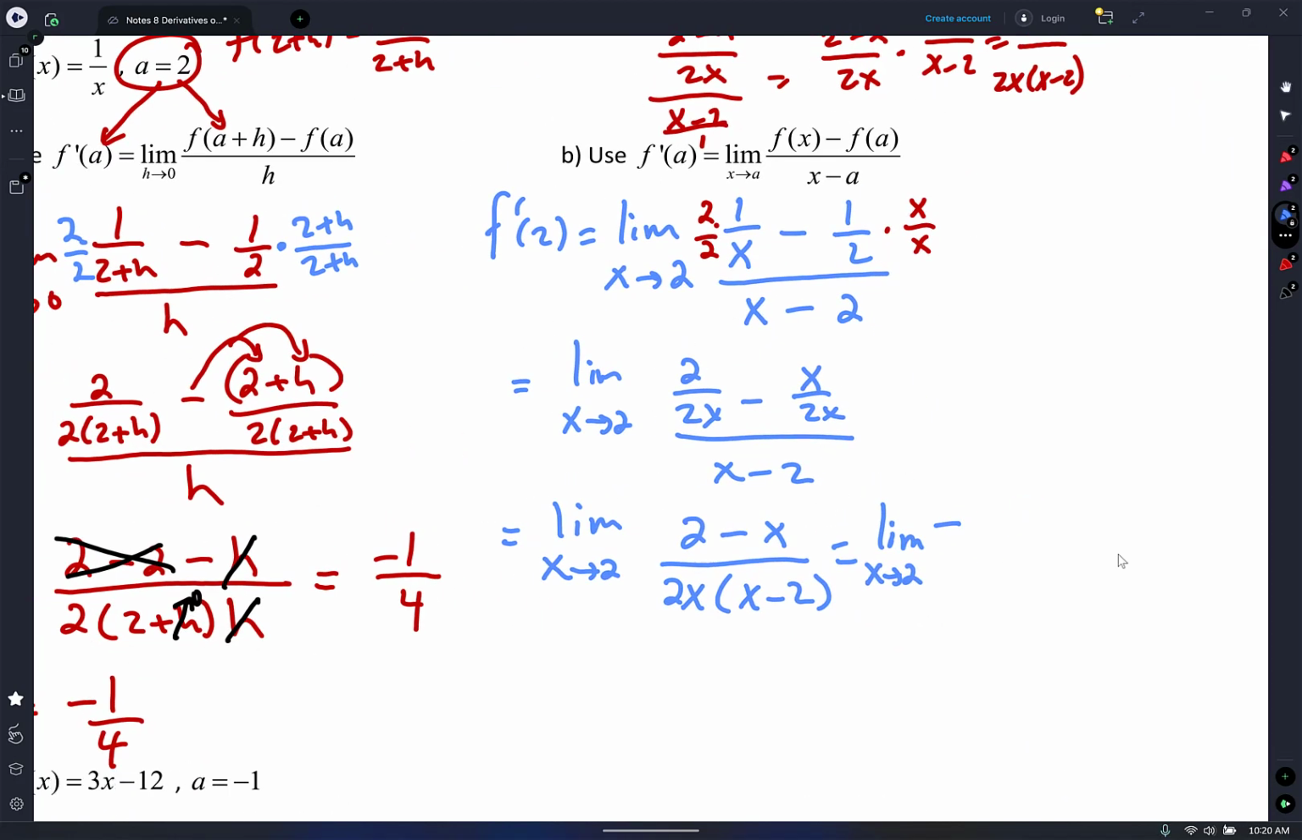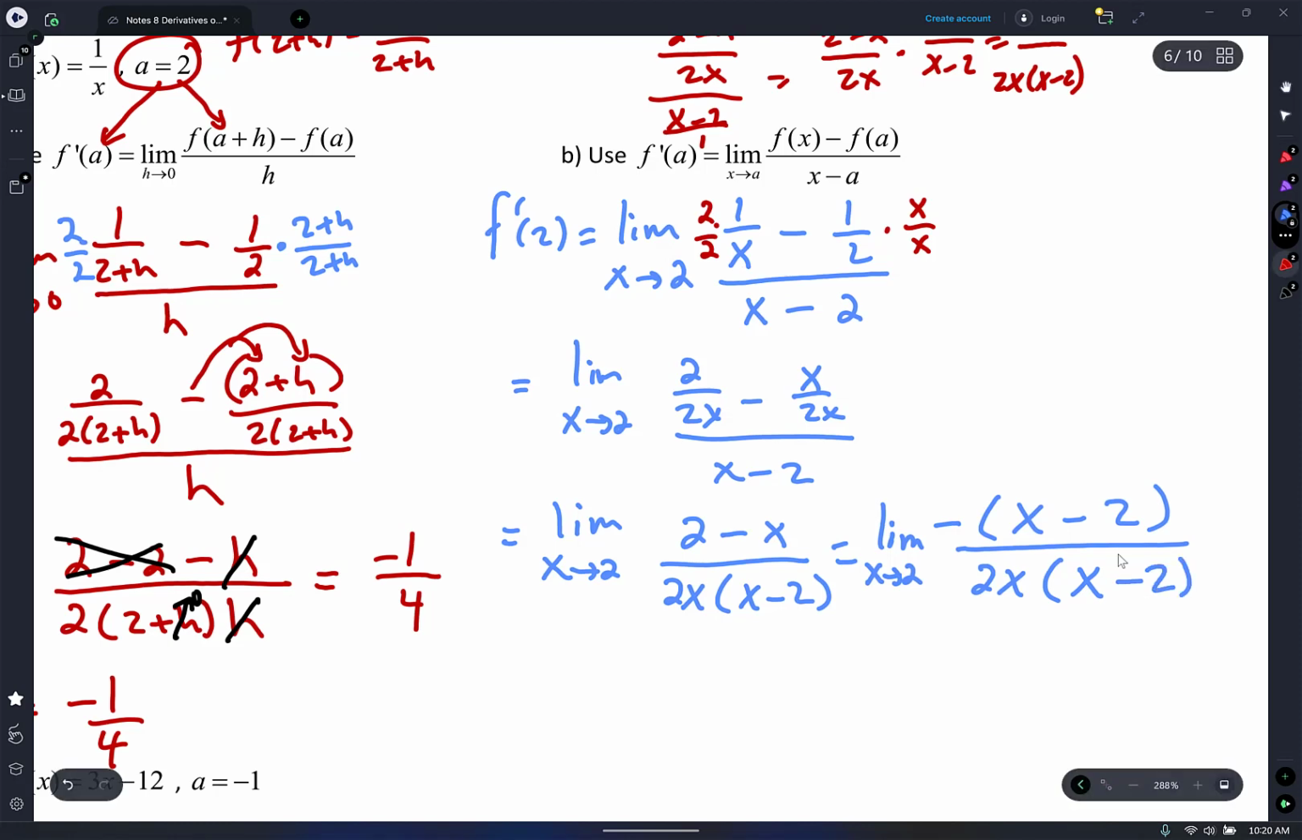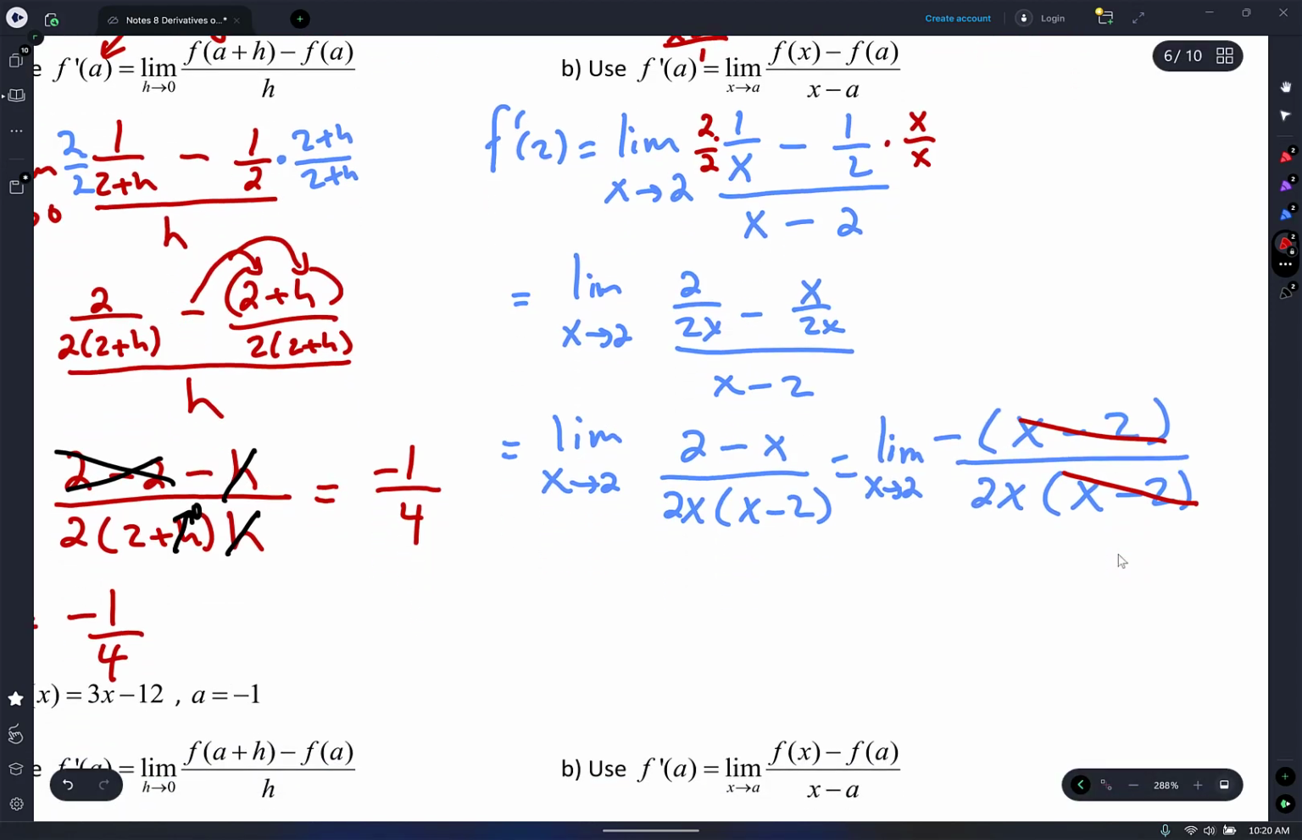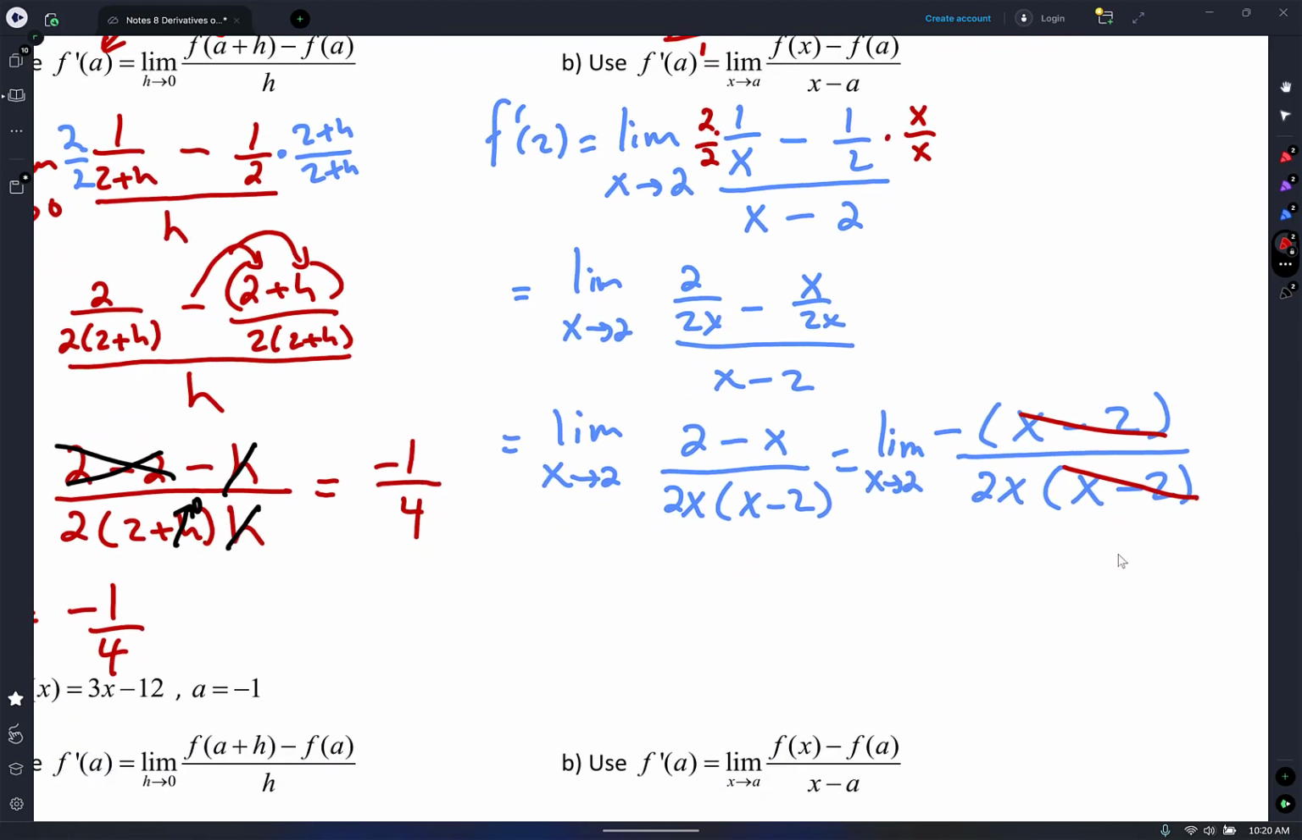There's my negative factored out. X minus 2 over 2x, x minus 2. Now, what factors cancel out? Bam, bam. Now, I can do direct substitution because now I'm not getting a 0 in the denominator anymore. Do we see that, guys?